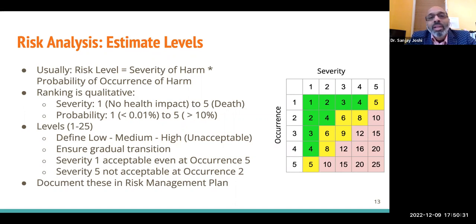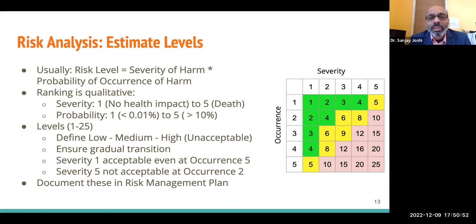Maybe the device reports the data directly onto an online portal, and then the portal says, yep, here is when the doctor actually needs to intervene and take some action. So that could be one example of how you could apply risk analysis for severity and occurrence.